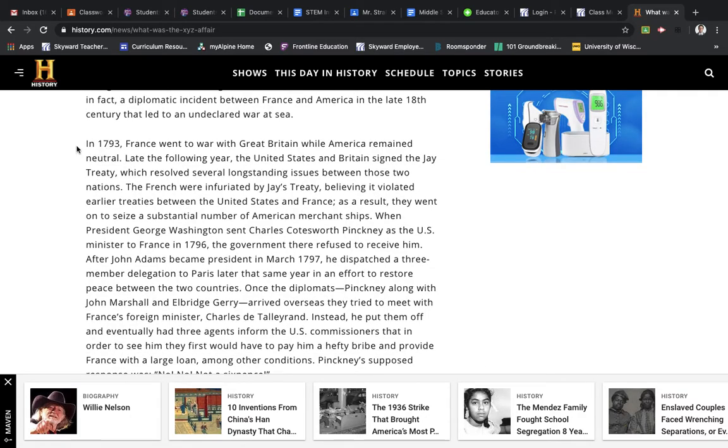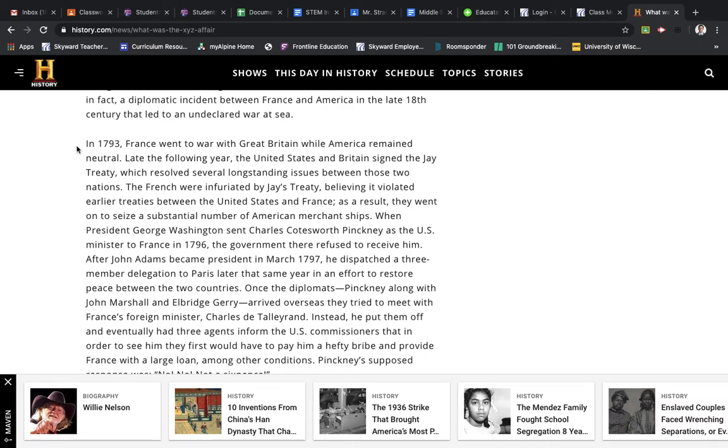In 1793, France went to war with Great Britain and America remained neutral, which made France upset because, again, France helped the United States during the Revolutionary War. So France is like, hey, we helped you. How come you're not helping us? Well, America didn't feel like they were in any type of place to go jump into another war because they didn't have the financial money and they also just didn't want to get into another war.